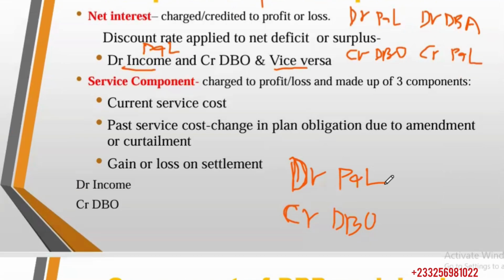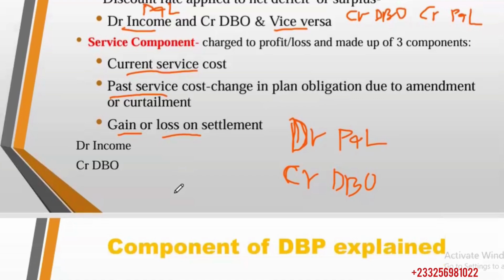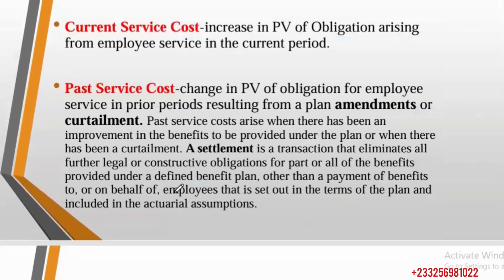We'll come and look at what is inside the service cost. The service cost has three components. We have the current service cost, the past service cost, which has both the amendment and then what? Curtailment. We'll explain these terms and I'll use examples to illustrate. Right, by now we are looking at the debit and credit, so we'll get back to that. And then we also have gain or loss on what? Settlement. How do you treat it? So we'll come back and look at that. So we have them here.